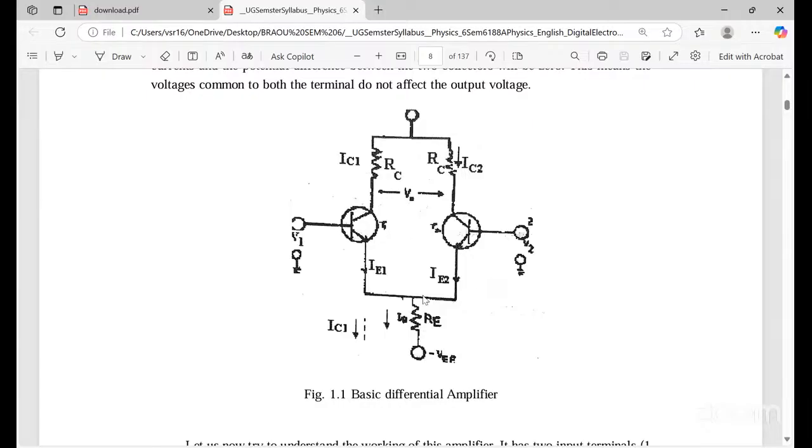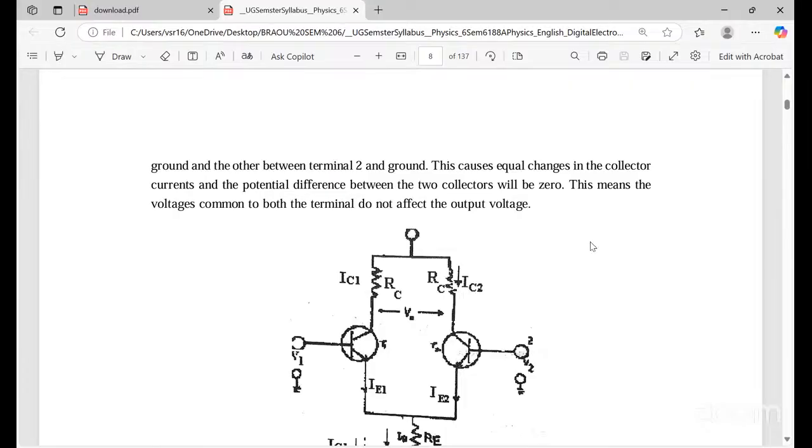which is going to be stabilized when it is fed and passing across the emitter resistance RE is I0. This is I0. So this is minus VE and this is the plus VCC. Here, the common voltage causes equal changes in the collector current and the potential difference between the two collectors will be zero. This means that the voltage common to both terminals does not affect the output voltage.